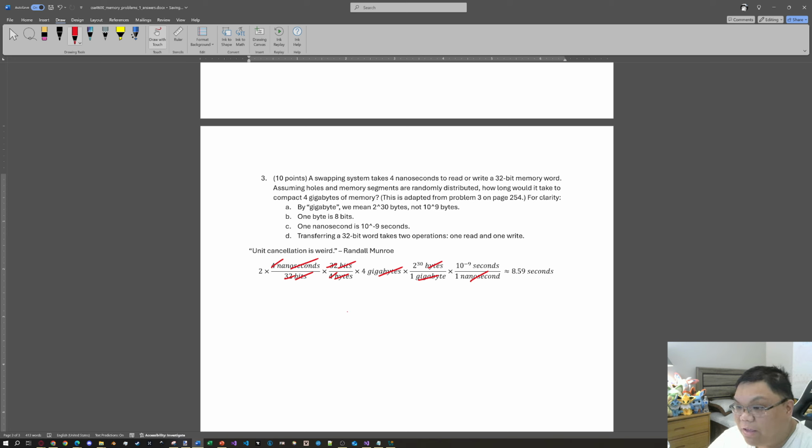So we can rearrange this further. That 10 to the minus 9th in the numerator is equivalent to 10 to the 9th in the denominator. So it is 2 times 4 times 2 to the 30th power, all divided by 10 to the 9th power. And if we do the math by just punching them all into a calculator, we get about 8.5 seconds. A little over 8.5 seconds.